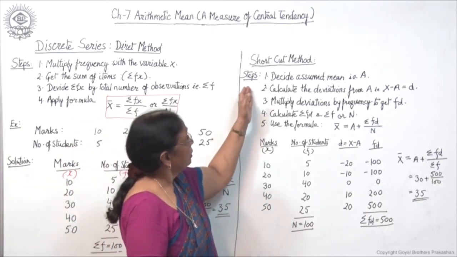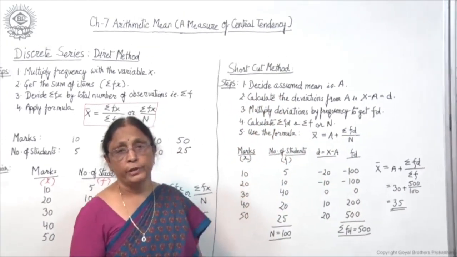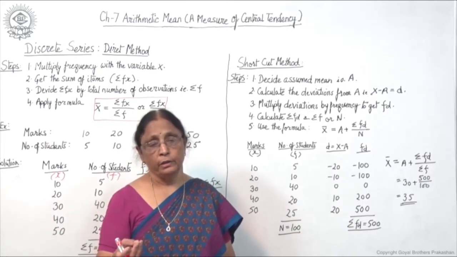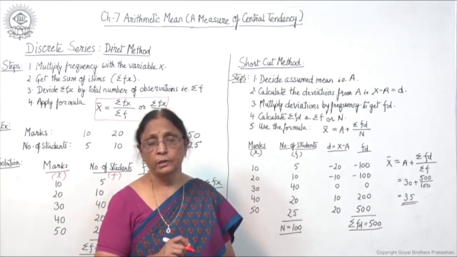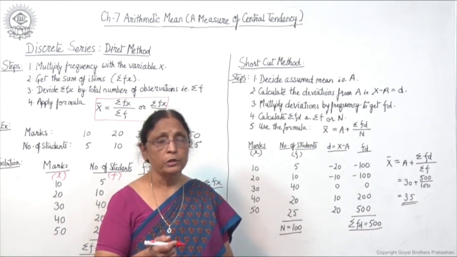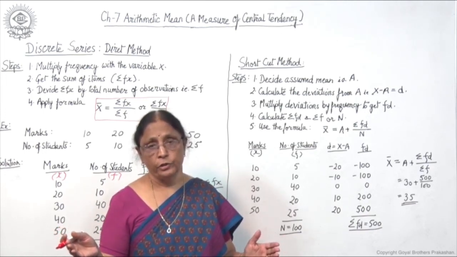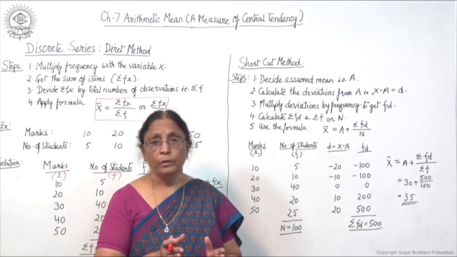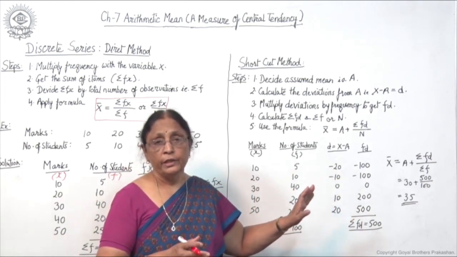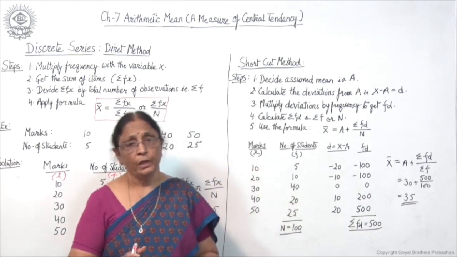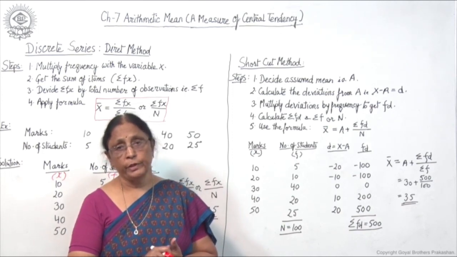Now the shortcut method. First, decide, assume mean. As in the case of individual series, I told you, in the shortcut method the mean is always assumed first, then the actual mean is calculated. And why is it assumed? Because the shortcut method is suitable when the data is quite large, though it can be applied to a small number of figures also when the data is not very vast. But when the data is very vast and huge figures are there, then it is advisable to use either the shortcut method or the step deviation method.